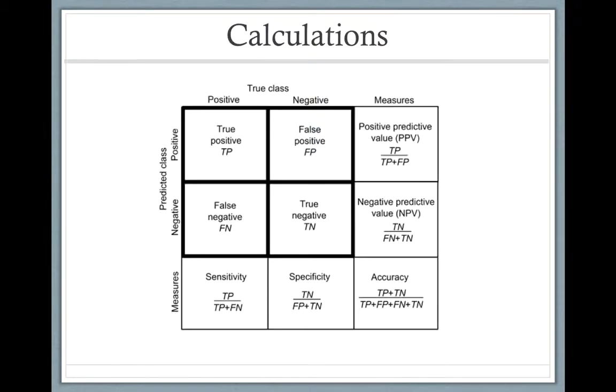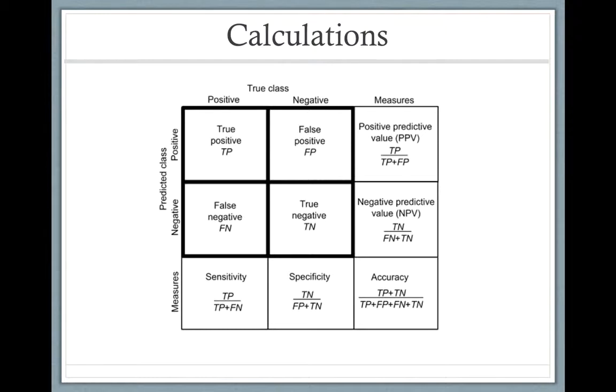Okay, so now looking at the table of all of the things I just talked about, there's the true class, positive and negative. So the people that have the disease are positive, and the people that don't have the disease are negative. And then we have the predictive class, which is the test. So people that test positive or people that test negative.